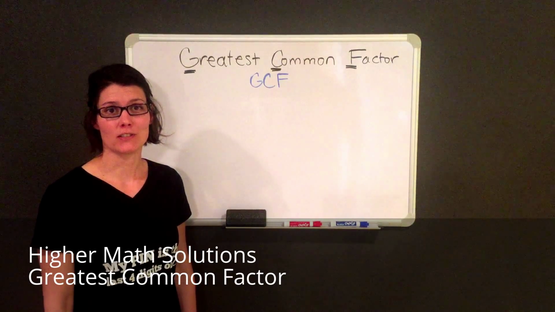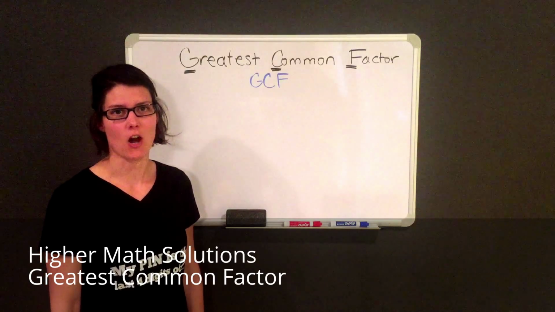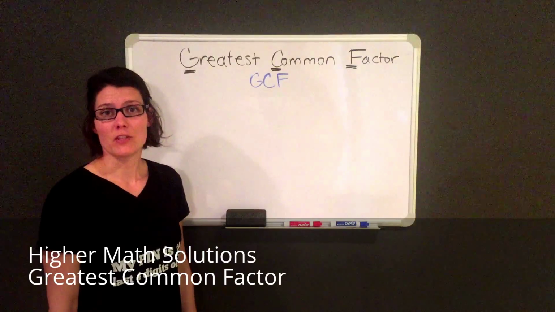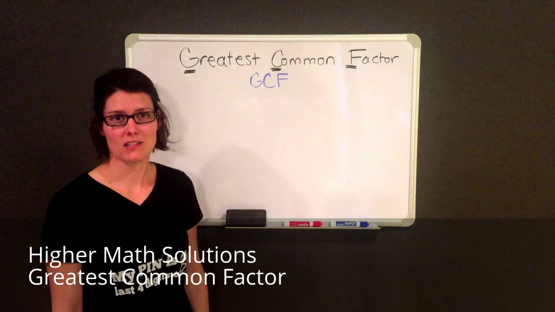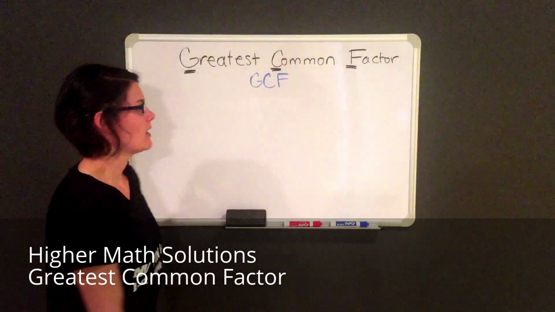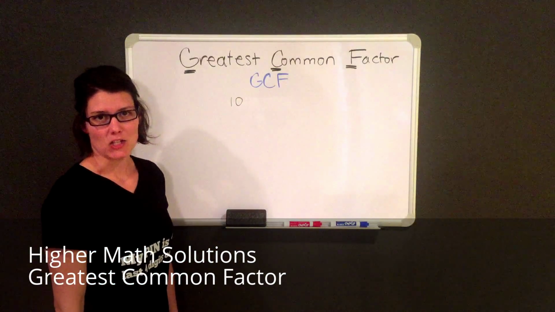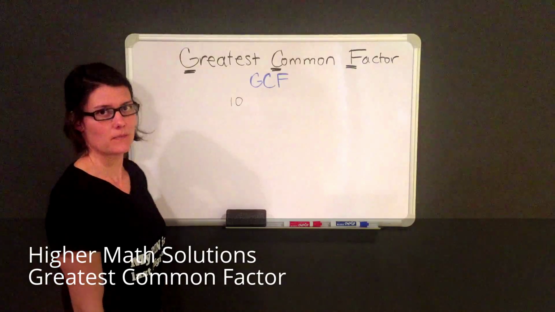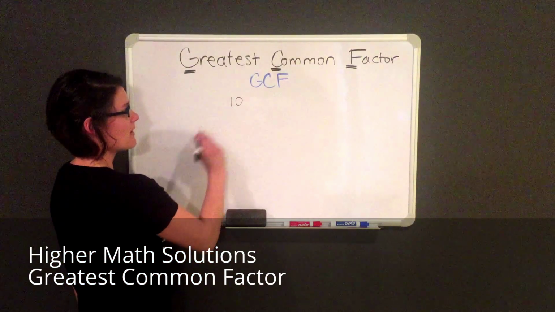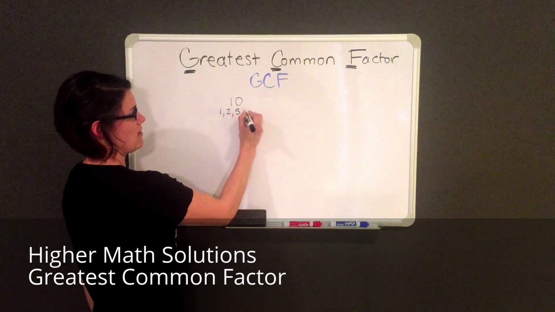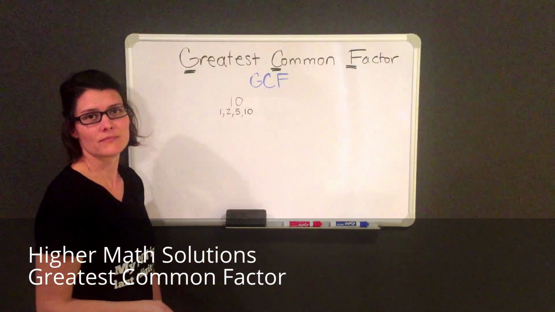This video tutorial is going to go over factoring the greatest common factor, otherwise known as GCF. Just a quick review to go over how to find factors. Let's just start with a simple number of 10. You can use division or multiplication to come up with these factors, but I'll make a list for you. Factors of 10 are 1, 2, 5, and 10.